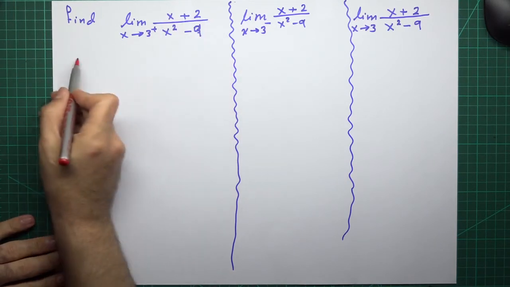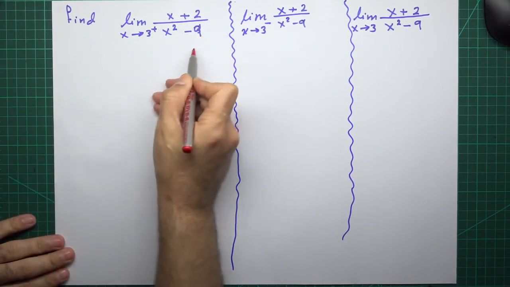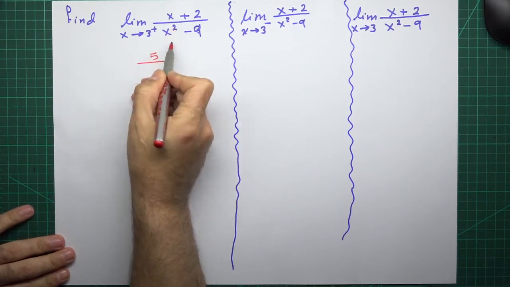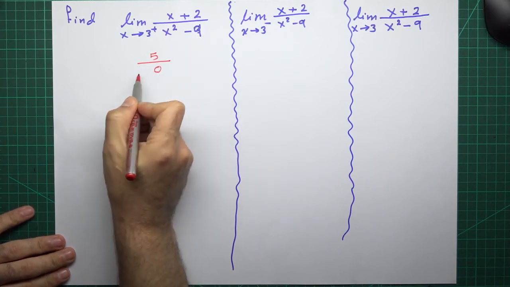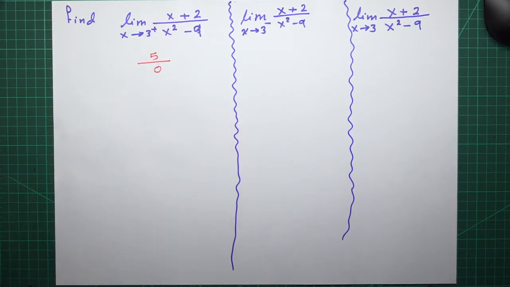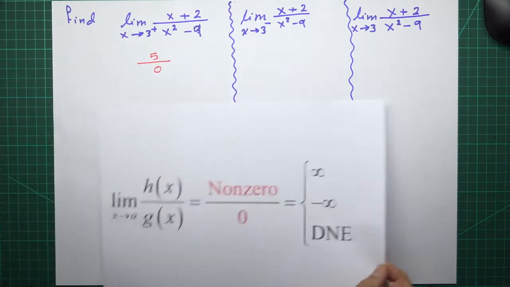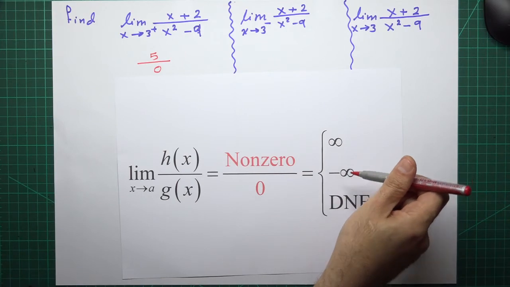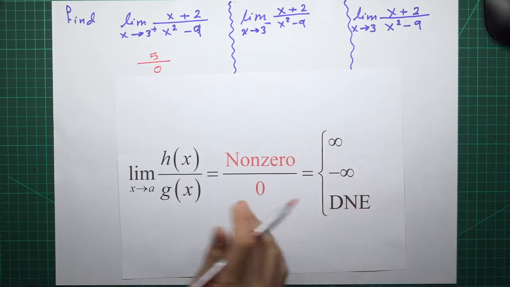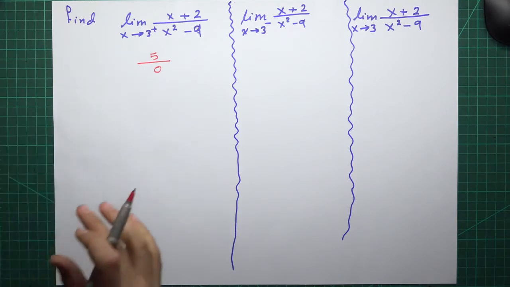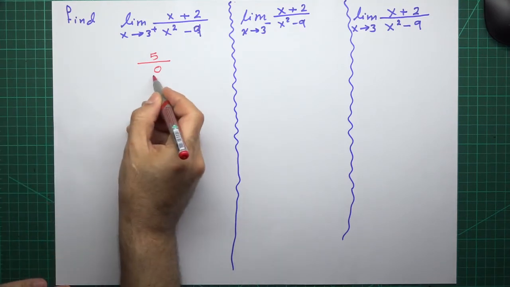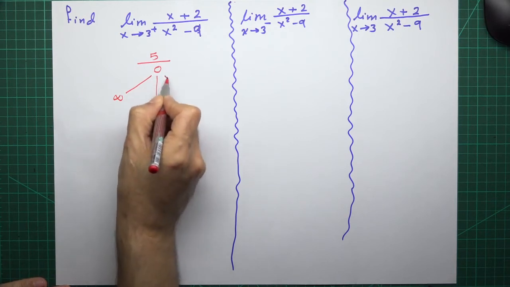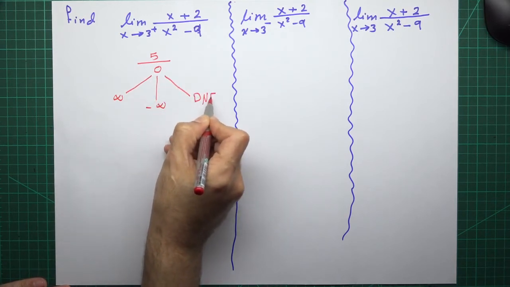So try to plug in 3 in this function. It will be 3 plus 2 يعني 5 over 3 squared 9, 9 minus 9, 0. So non zero over 0. كما قلت وأقول إنه إذا كان non zero over 0 الجواب إما يكون infinity أو minus infinity أو does not exist، وهذا يعتمد absolutely على الساين chart للدينوميريتور. So it might be infinity, minus infinity, or does not exist.